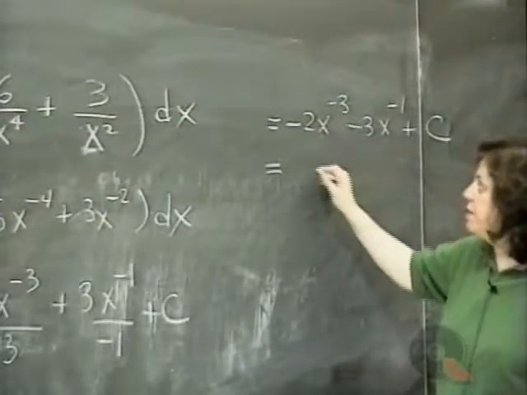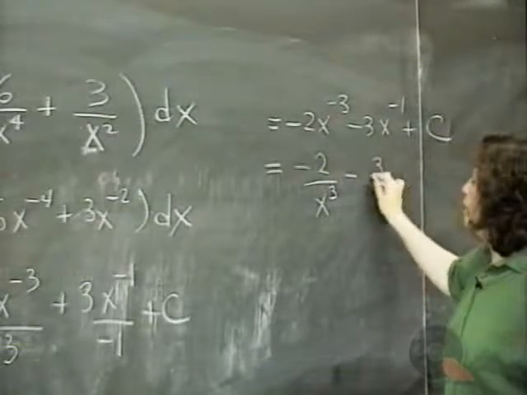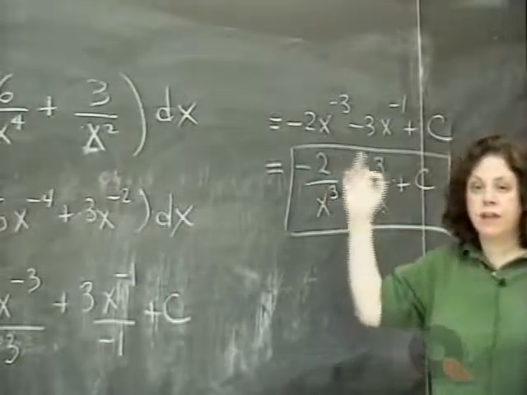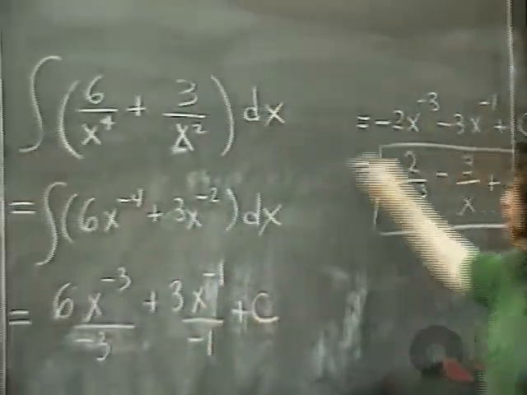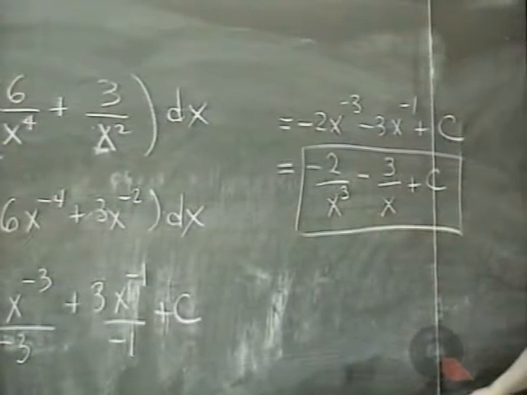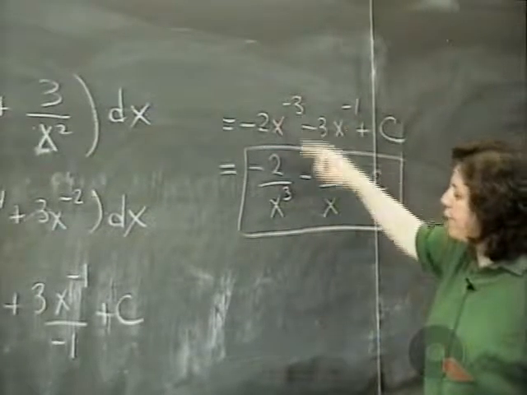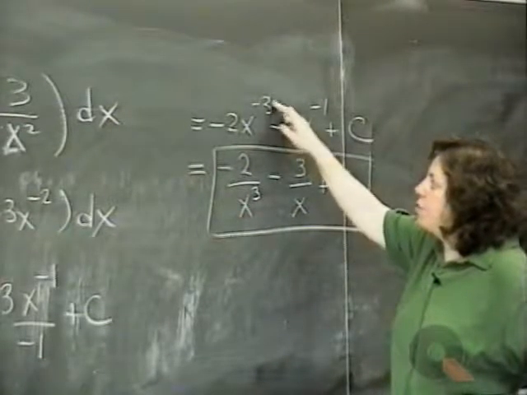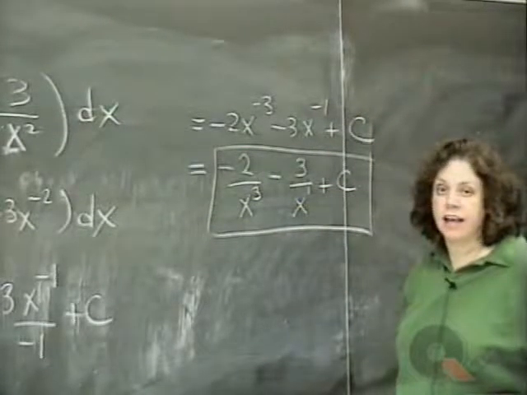Still better would be to rewrite this as -2 over x cubed, instead of x to the -3, and -3 over x, plus c. This is a nice form. If I had to substitute, for example, x equal to 2 or x equal to 3, I'd rather have it in this form than this form or even this form. This would enable me to plug in a value for x a lot easier. Be careful, when we use the fact that x to the -3 is 1 over x cubed, only the x drops down. The -2 stays in the numerator, the -3 stays in the numerator. x to the -3 goes downstairs as x cubed, x to the -1 goes downstairs as x to the 1, or just x.